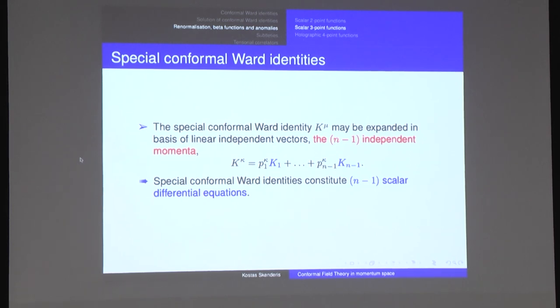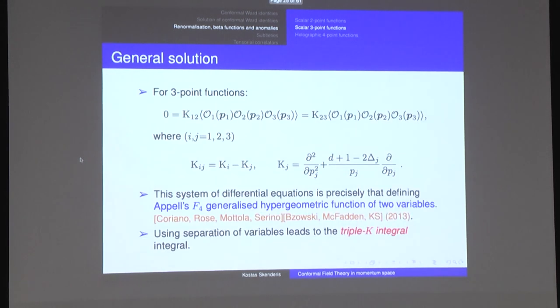So now this means that if I have a vector differential operator like this one, the generator of spatial conformal transformations, I can expand it in this fashion and then extract scalar equations. So this means that spatial conformal Ward identities constitute a set of n minus one scalar differential equations. I can go from one vector to n minus one scalar differential equations. So for 3-point functions, we're going to have two scalar differential equations, and these are the ones that I give here. So one and two, the K12 and K23 are obtained by starting with this K with one index and taking differences.